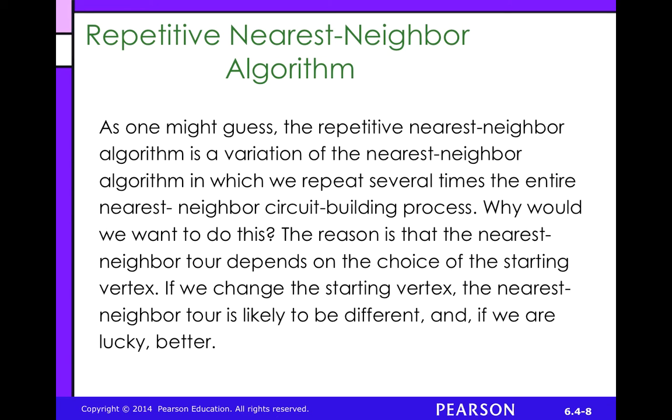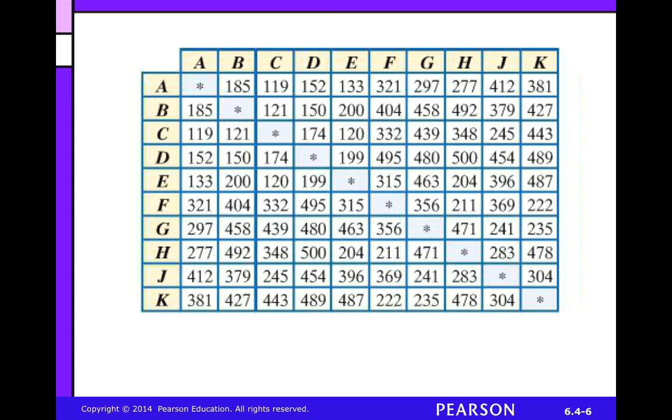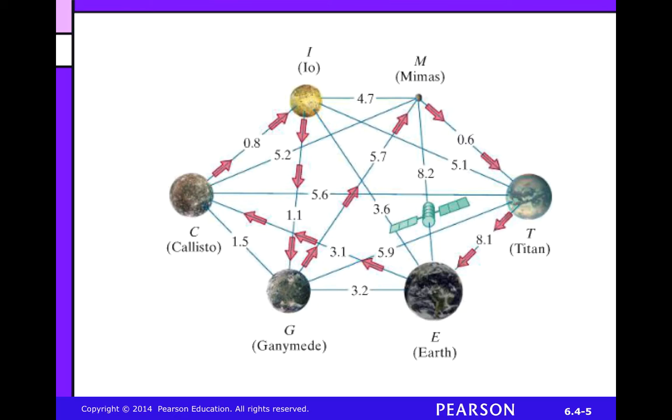So as one might guess, the repetitive nearest neighbor algorithm, its name is suggestive, is a variation of the nearest neighbor algorithm. So what we're going to do in the repetitive nearest neighbor algorithm is essentially just do nearest neighbor over and over again. And essentially, think about this picture here. When we did nearest neighbor, we were starting at Earth, right? That's where the satellite starts. And then we found a path that traversed through and went back to Earth, right?